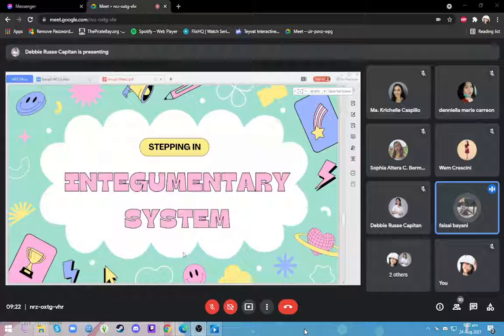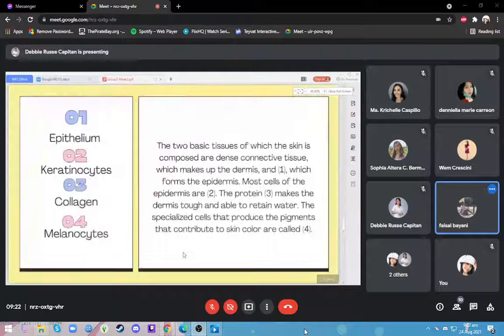Let's proceed to the integumentary system. The two basic tissues of which the skin is composed are dense connective tissue, which makes up the dermis, and blank. So the answer for number one is epithelium, which forms the epidermis. Most cells of the epidermis are blank. So our answer for number two is keratinocytes. The protein blank. So our answer for number three is collagen. It makes the dermis tough and able to retain water.